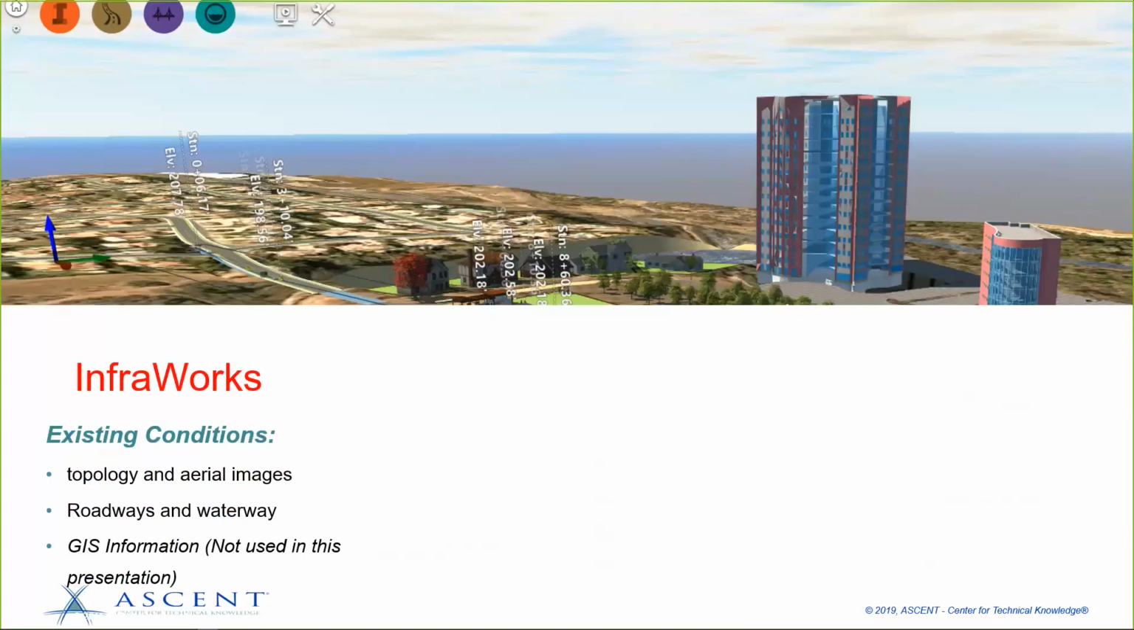We can also bring in roadways and waterways. And if I had GIS information, I could connect to that via the ARC desktop connector directly into InfraWorks, which is also available in Civil 3D. However, I don't have any login information for the ArcGIS connector, so I couldn't really utilize those. So I just used the GIS information that was readily available through the Model Builder.